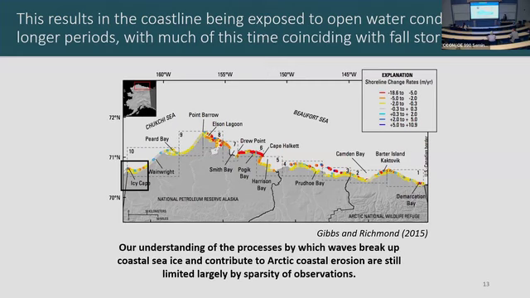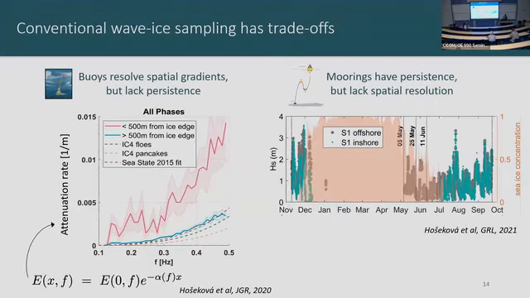However, understanding of the processes by which waves are breaking up the coastal ice and contributing to this coastal erosion are still limited, and that's largely because of the sparsity of observations in this area, which is remote and really hard to measure because of all these dynamic processes that are occurring. So one big aspect of this is that the conventional ways that we measure waves, and also waves and ice, have trade-offs in the sampling that we can do.